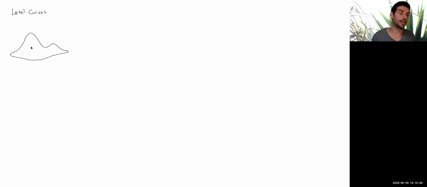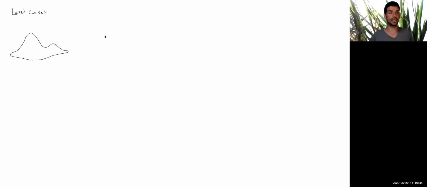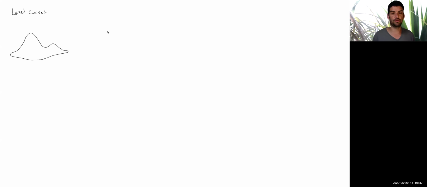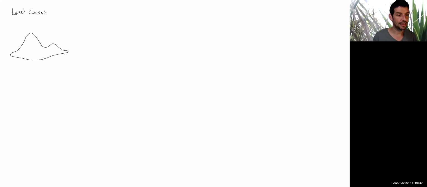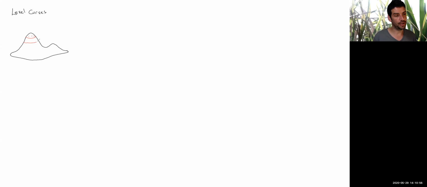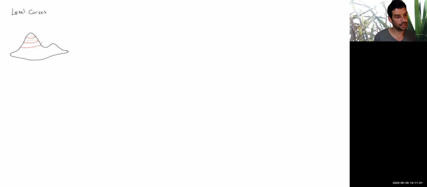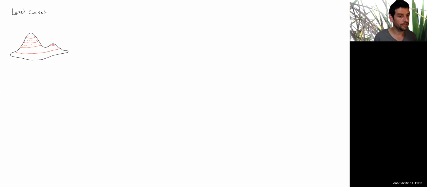Let's say this is some mountainous island, and if you imagine a horizontal plane slicing through this three-dimensional object, I might get a slice that has a shape something like this. And if I sliced a little lower, I might get a shape like this. And if I sliced a little lower, I might get a shape something like this. And then maybe down here, there's something that goes all the way around, and so on.